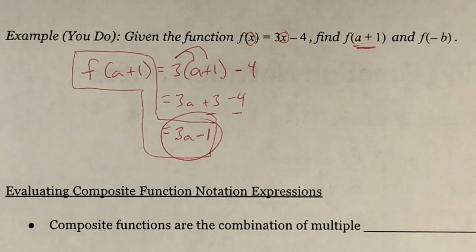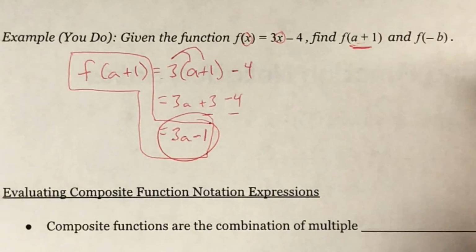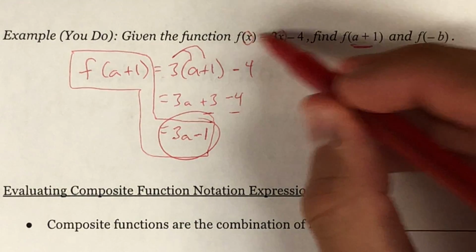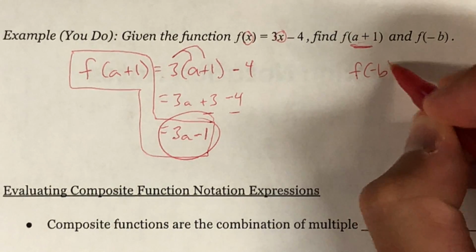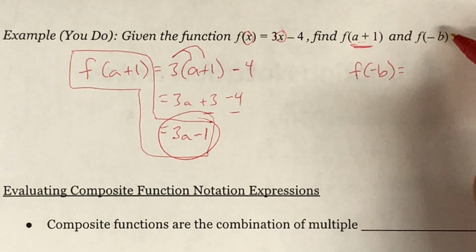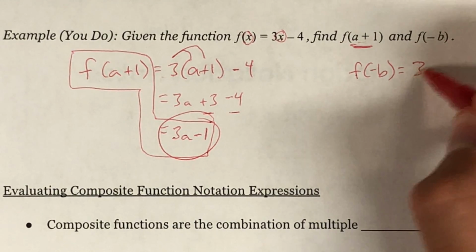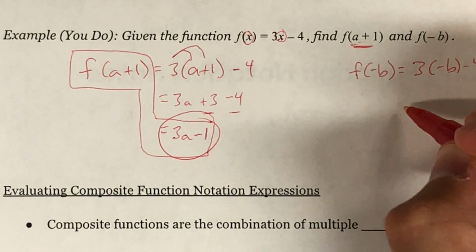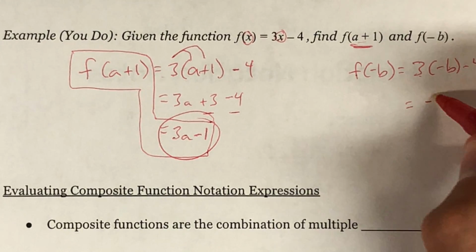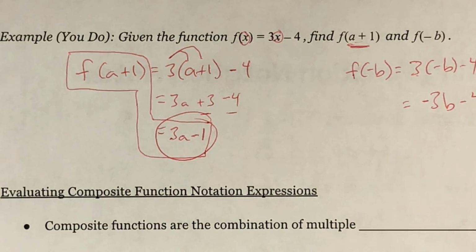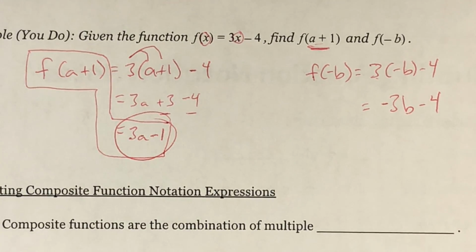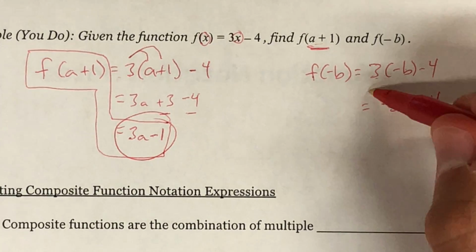And we have a second problem here with negative b, same idea, but we're just plugging in negative b every time there's an x. So f of negative b, or the output when negative b is our input, 3 times negative b is negative 3b, and then we just have minus 4. And not like terms, so we're done.